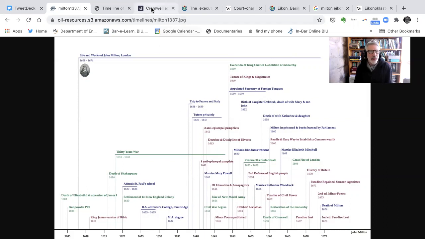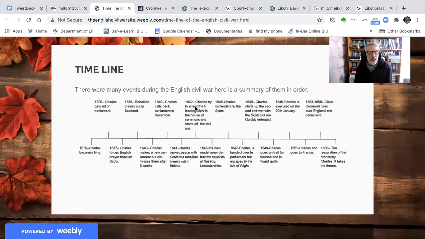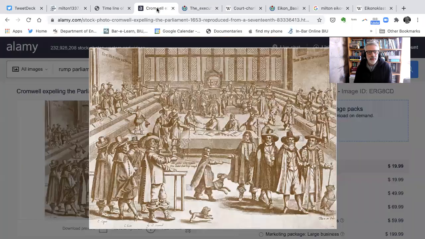Let's go back to our timeline here. So 1642, the Civil War starts. Let's just go to the key dates here. In 1648, and let's look at some pictures now. In 1648, well, this is after Charles has already been captured and he's in prison. And this is the time of the Commonwealth.